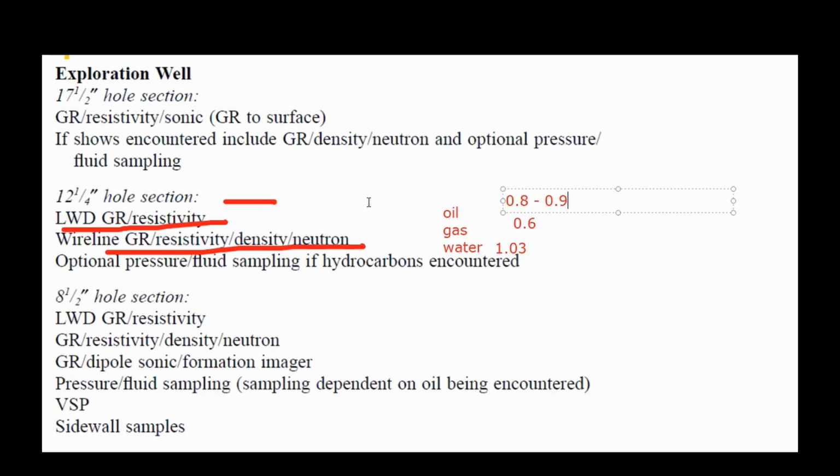For the neutron tool, it responds to H plus ions, which are most abundant in some fluids and least in others. H plus ions will be more in your gas, because we are going to see methane. Commonly, natural gas is methane. Methane has more H plus ions compared to oil and water. Oil and water have very few H plus ions, and gas has more.